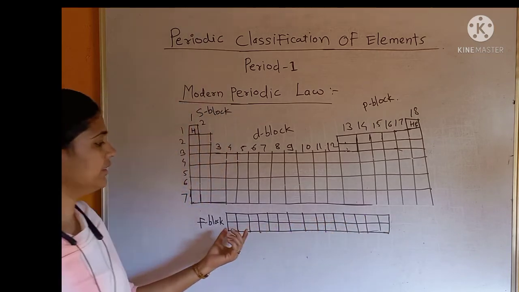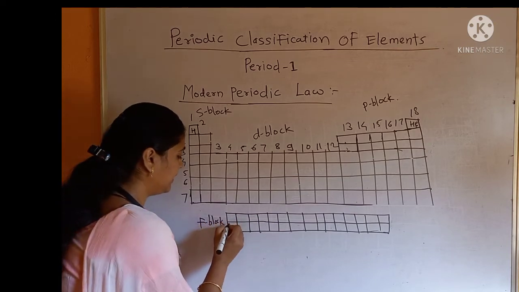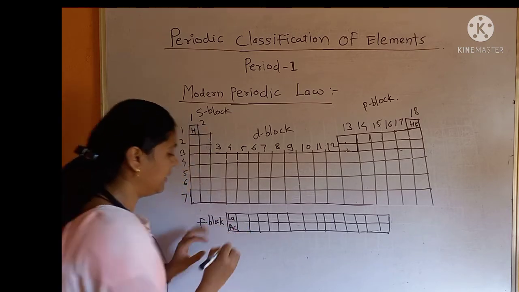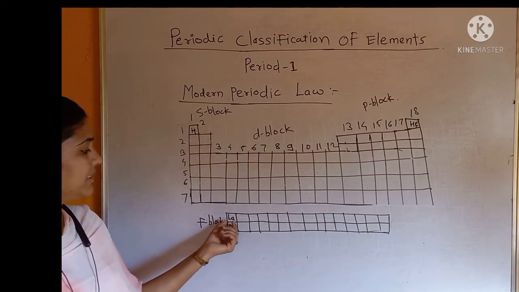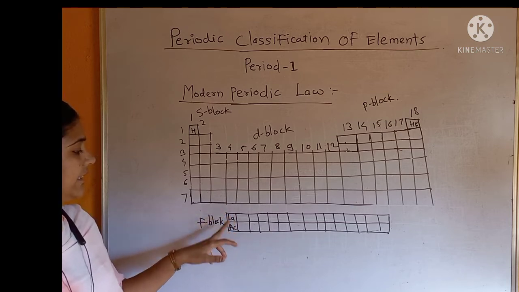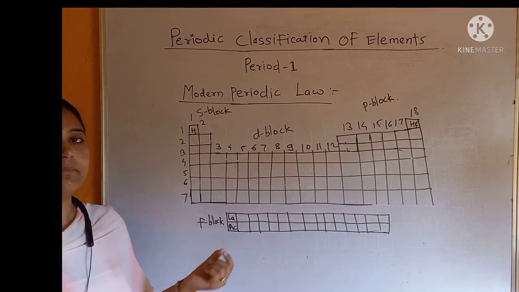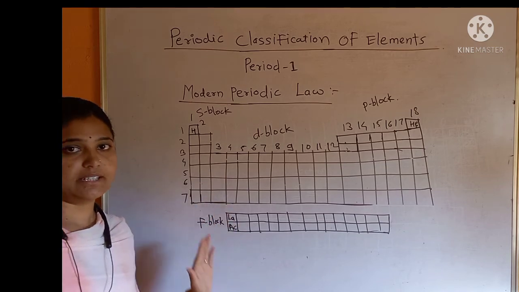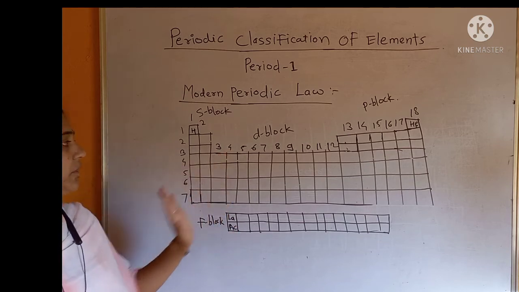Means I make here 14 squares or 14 blocks, because here lanthanum is present and here actinium is present. Both these elements are part of the D block elements, but the series starts from lanthanum and actinium, so it is called the lanthanide series and the actinide series. Both lanthanum and actinium are D block elements, but the F block starts from this element, so it is mentioned in the F block, but their electronic configuration is like the D block elements.